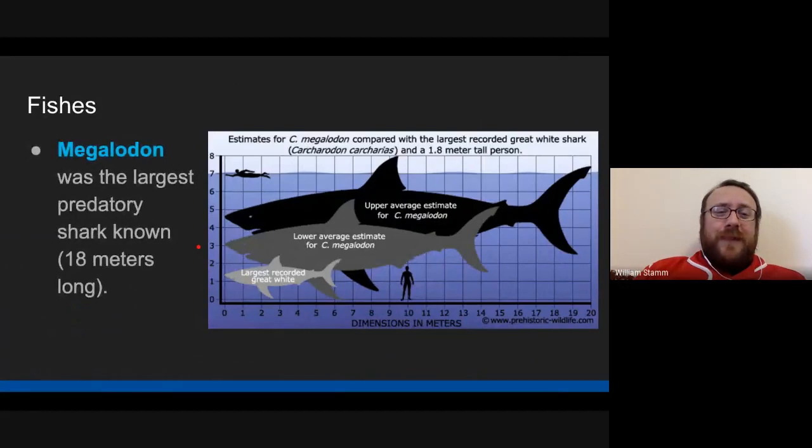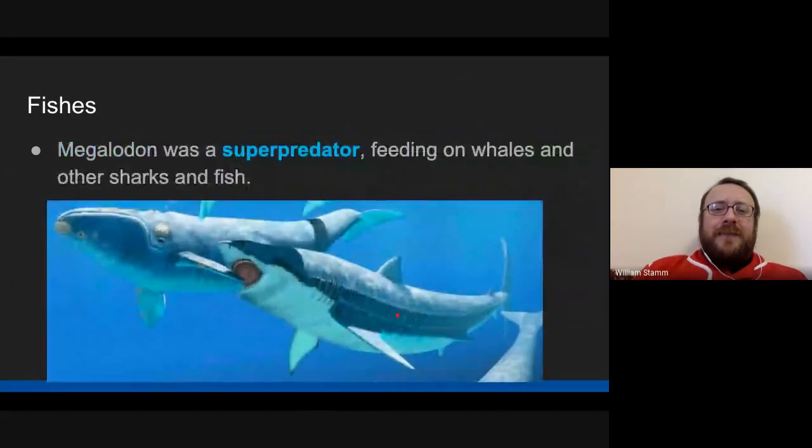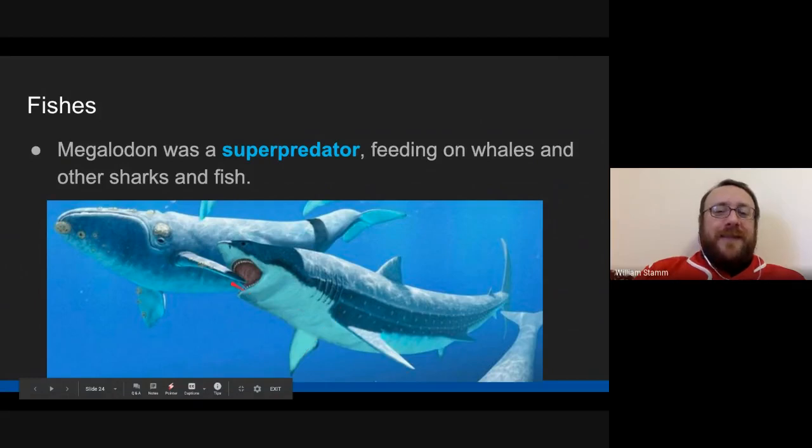Megalodon was the largest predatory shark ever known, 18 meters long. Comparing it to the largest ever great white there, Megalodon was huge. Even the lower estimate ones were huge compared to everything else. And compared to a human, a tremendously large organism. It was the super predator of the day for sure, feeding on whales and other sharks and fish. It was as big as a whale, so it could definitely feed on them.